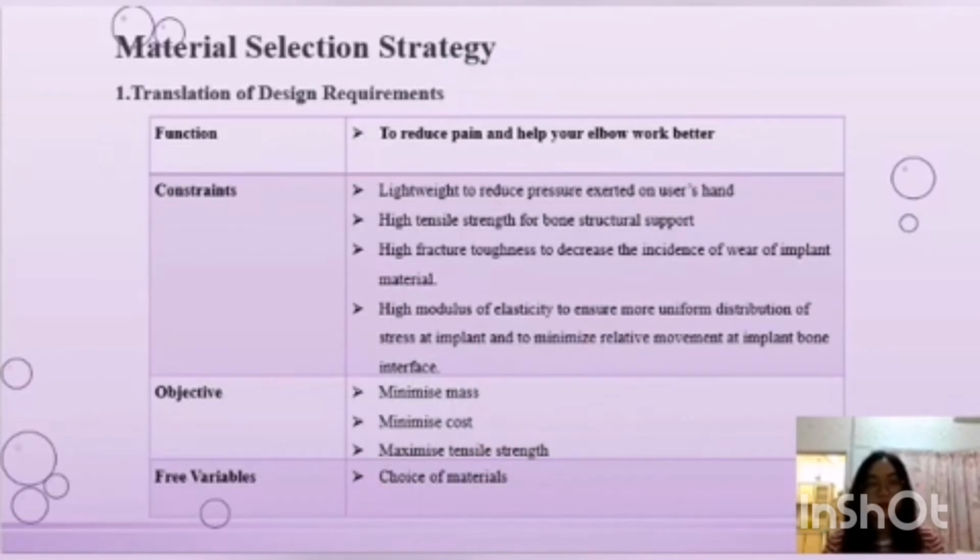The first step of material selection strategy is translation of design requirement. The function of elbow replacement is to reduce pain and help your elbow work better.